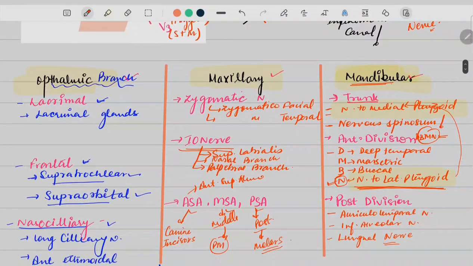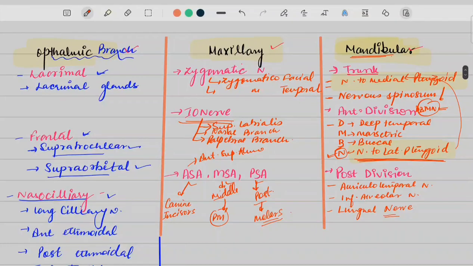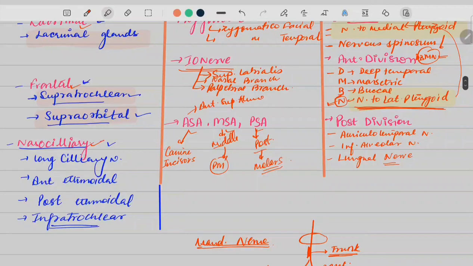Okay, so this is basically the whole course. Quickly revising this in 2 minutes. The ophthalmic branch has three divisions: lacrimal, frontal, nasociliary. Lacrimal supplies the lacrimal glands. Frontal will have supratrochlear and supraorbital. The nasociliary has long ciliary, anterior ethmoidal, posterior ethmoidal, and the infratrochlear. Now to remember this, you can remember it like this: this is the supratrochlear here, and the opposite lower one is the infratrochlear.